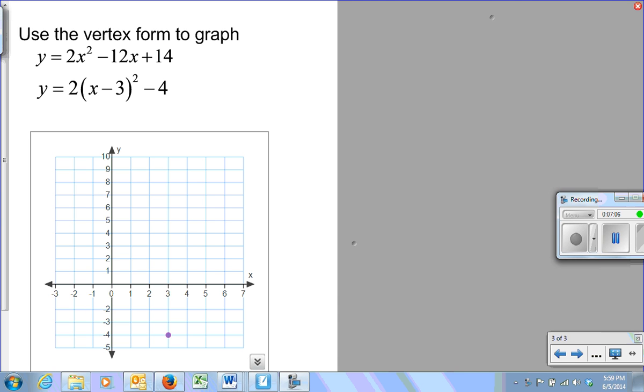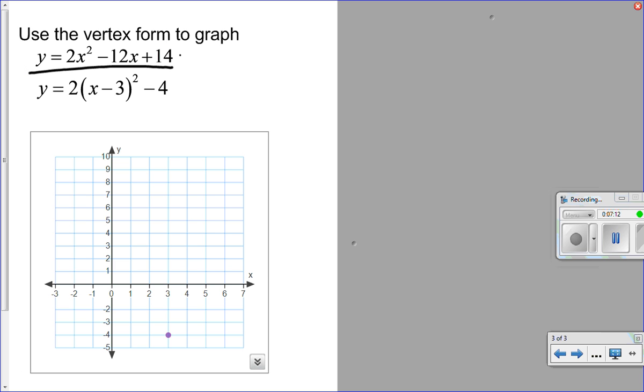I'm going to use this vertex form to graph my equation. So this was my original, y equals negative 2x squared minus 12x plus 14. That was my original equation. And when I put it into vertex form, it ended up being y equals 2 times the quantity x minus 3 squared minus 4. And that is my vertex form.